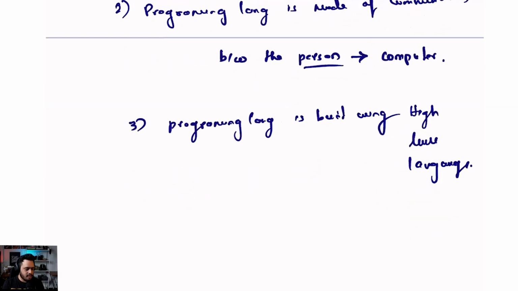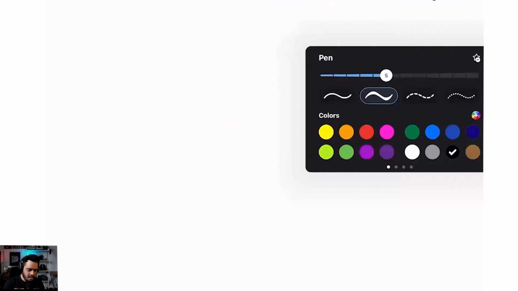Next point is, now what are we trying to do here? Are we not trying to bridge the communication gap between the machine and the human? Yes, we are doing that also here. Yes, clear? Done.